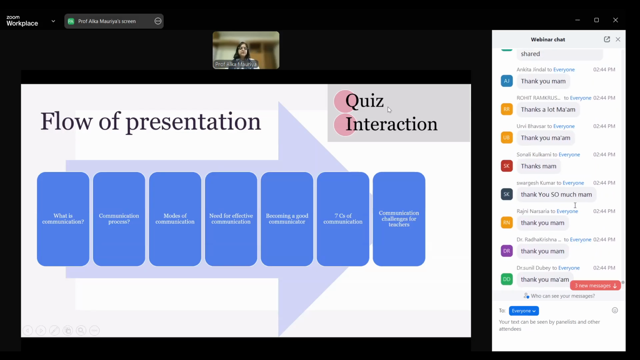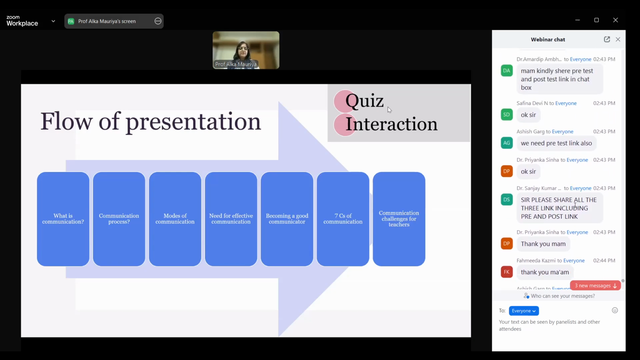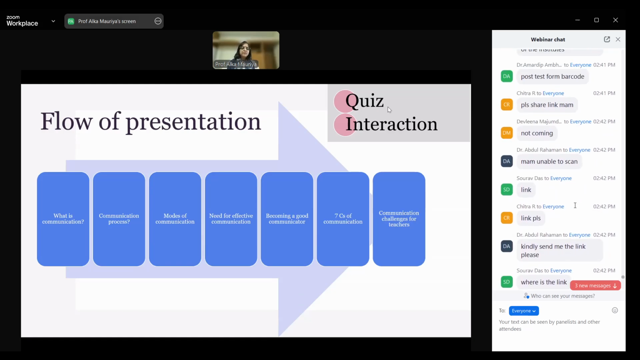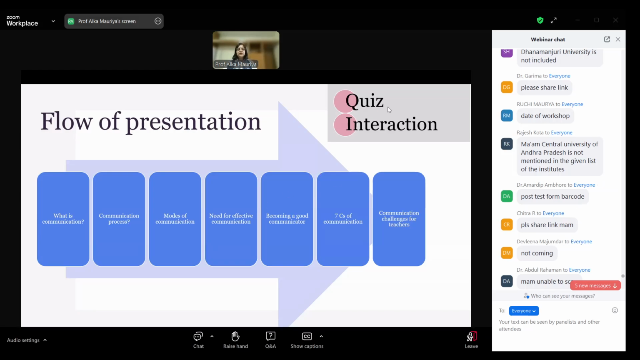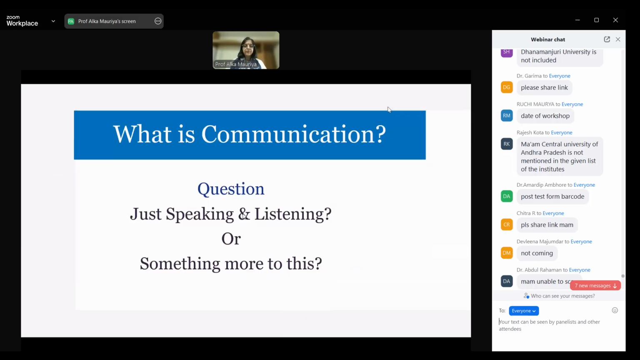So this is how the flow of the presentation will be. We'll start with what is communication. First, a few topics you would already have covered or talked about a number of times. We'll be covering what is the communication process, what are the various modes of communication, why there is a need for effective communication, how you can become a good communicator, what are the 7 C's of communication, and lastly, what are the communication challenges for teachers.